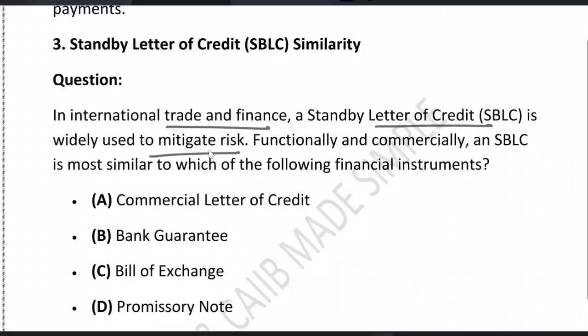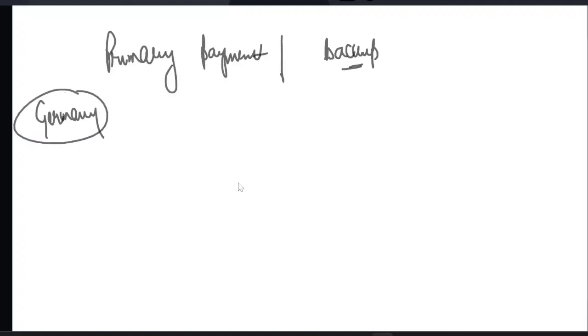Right. So basically, to understand this, we need to know the difference between a primary payment and a backup payment. To understand the meaning of the standby letter of credit, we need to understand the difference between two terms. One is called primary payment, and the other is called backup payment. So imagine that you are importing a machine from Germany.